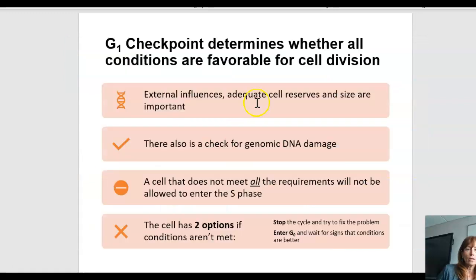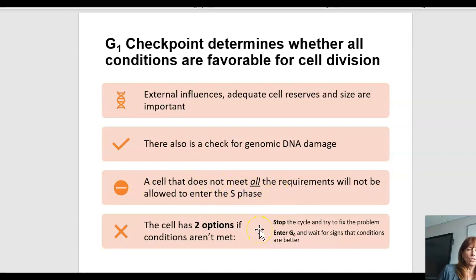So here's kind of a listing again. At G1, there are external influences that are considered, to determine whether or not we have some injury. Do we have enough energy? Do we have enough materials? That's all important at G1. There's also a check to see that DNA hasn't been damaged, and if a cell isn't going to meet all those requirements, it's not going to go into the S phase.